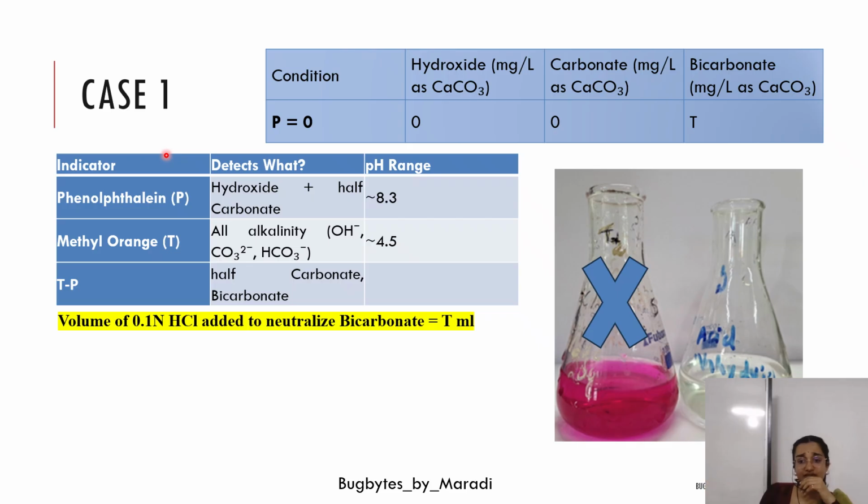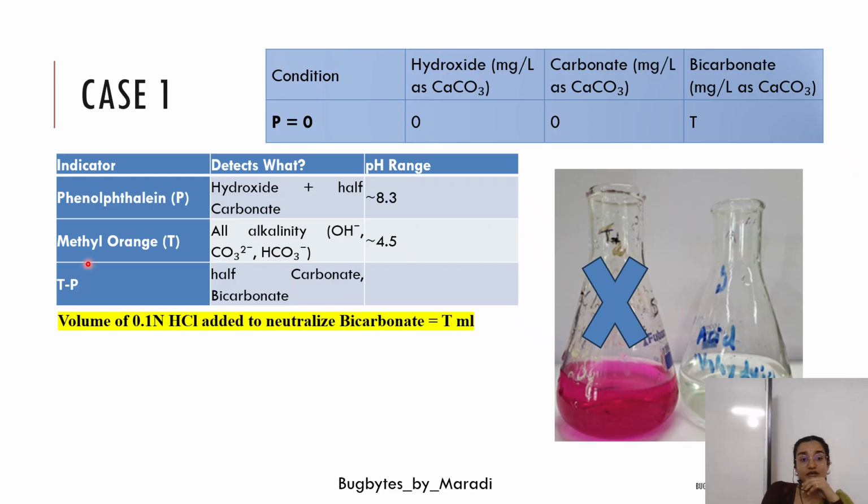I have taken the water sample. When I add phenolphthalein indicator, it doesn't turn pink in color. It remains colorless. So at that time, it indicates that it doesn't have hydroxide and it doesn't have carbonate. It only contains bicarbonate. We have already discussed phenolphthalein, hydroxide and half of carbonate, and methyl orange, all the three. So T minus P is half of carbonate as well as the bicarbonate. This we have already discussed, right?